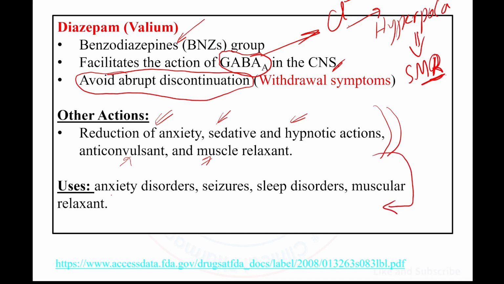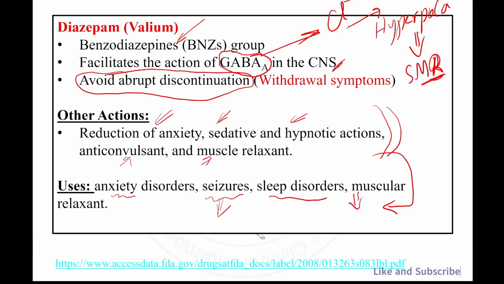We can use it for patients suffering from anxiety, for patients suffering from insomnia, a sleep disorder, unable to sleep or sleeping for only a short period of time. This medication helps patients to sleep, facilitating sleeping. It is used for patients suffering from seizure, especially status epilepticus. It is also used as a skeletal muscle relaxant.